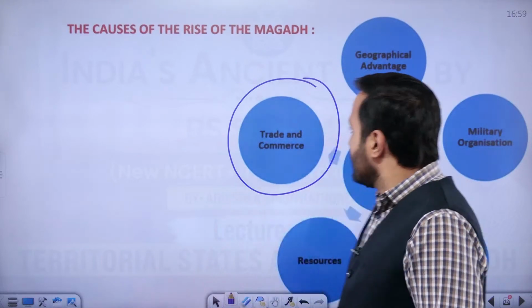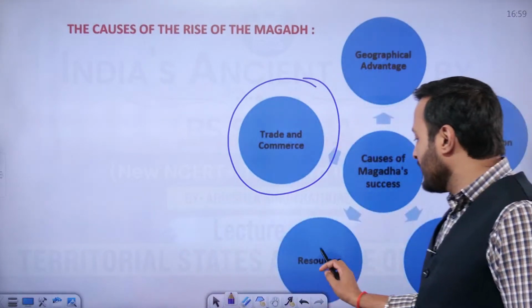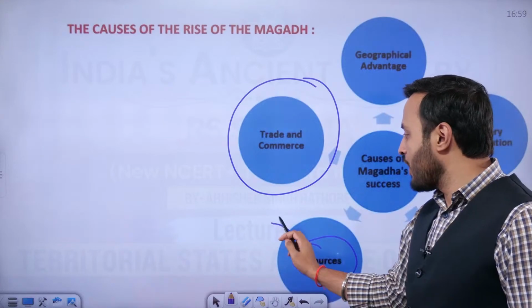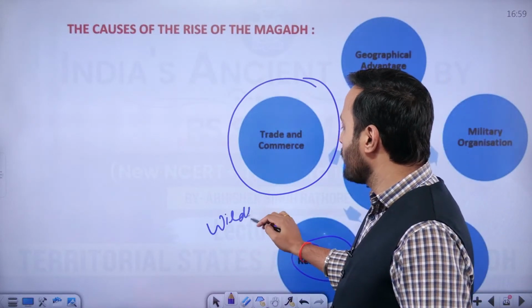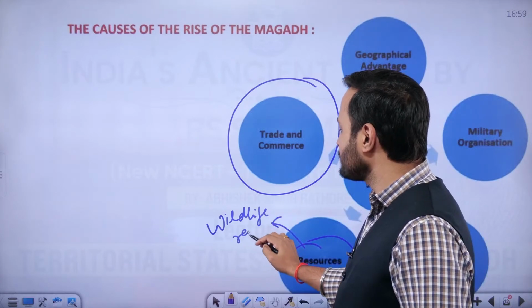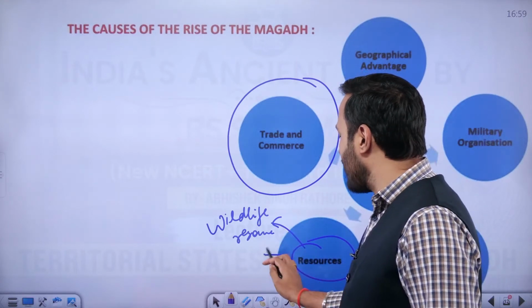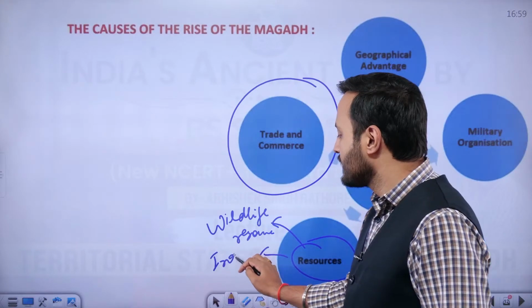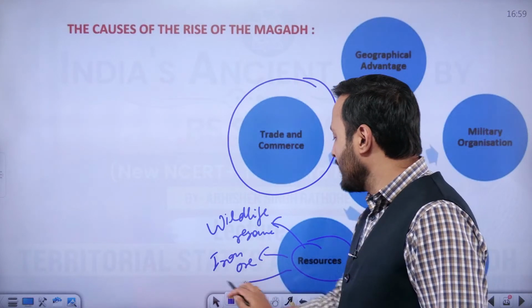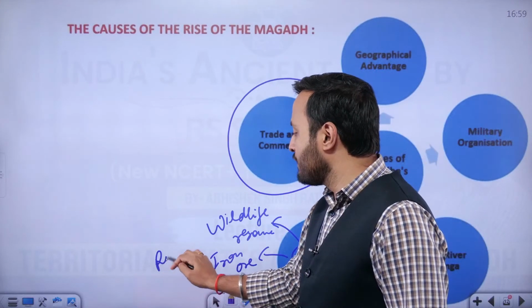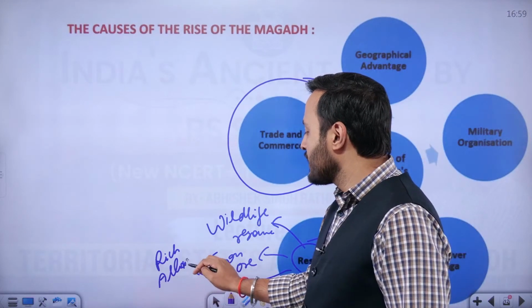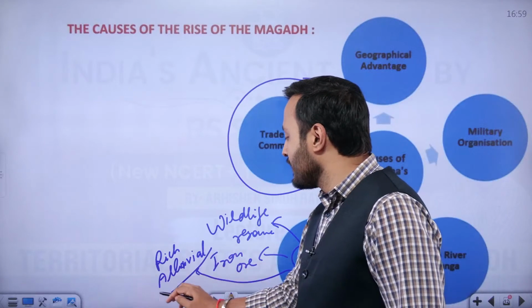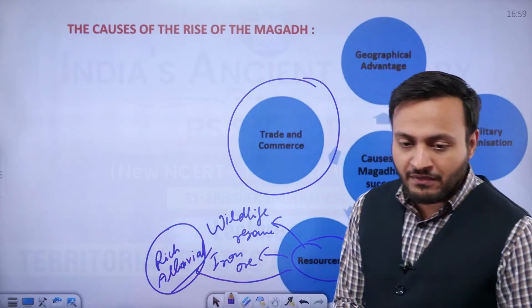Not just that, it had plenty of resources in the form of wildlife resources, in the form of iron ore resources, in the form of rich and fertile alluvial plains, which were helpful in increasing the productivity of the soil.